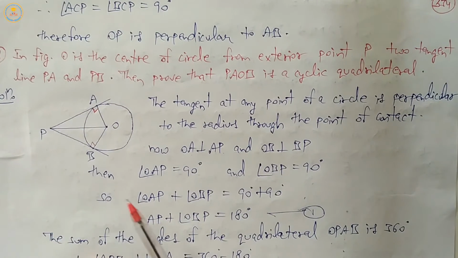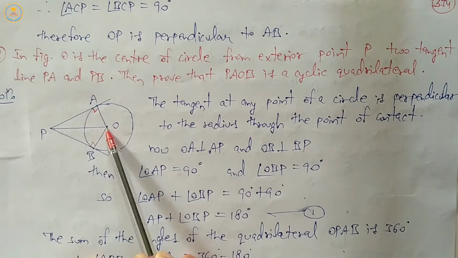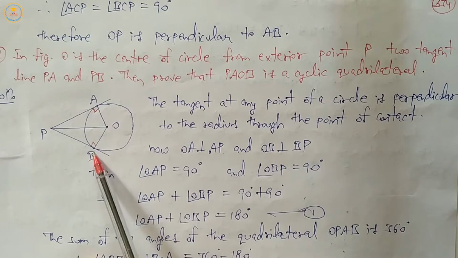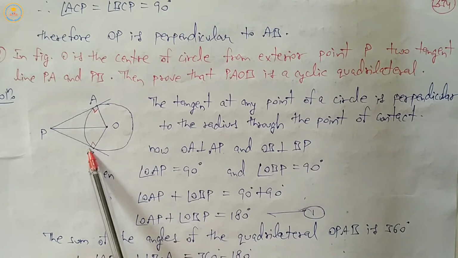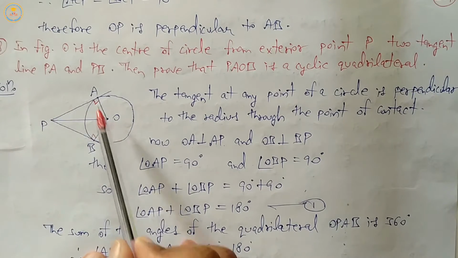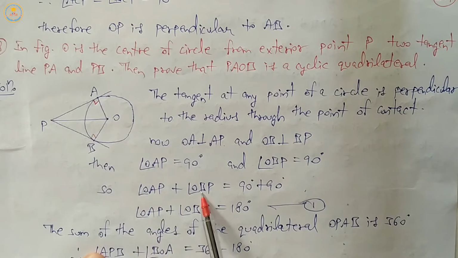Then we can say PAOB is a cyclic quadrilateral. In a cyclic quadrilateral, the sum of opposite angles is 180. Here P and O are opposite, and A and B are opposite. So angle A plus angle B means OAP plus OBP.